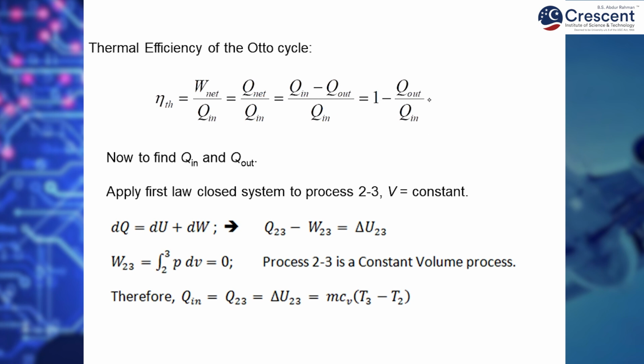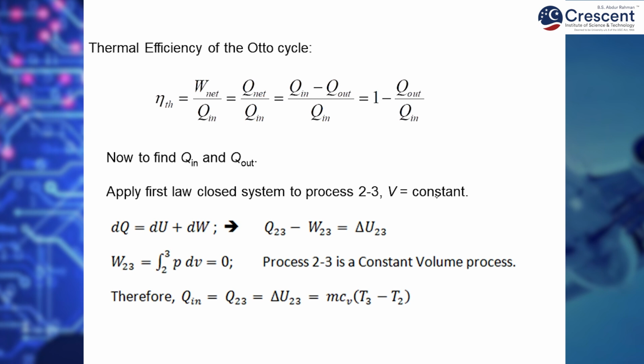Okay, Q in is the heat input, Q out is the heat output, heat rejected we can say. From the first law of thermodynamics, we will find out what Q in and Q out are. Then we will substitute them into our efficiency equation, so that the efficiency equation can be derived in terms of thermodynamic properties. Fine.